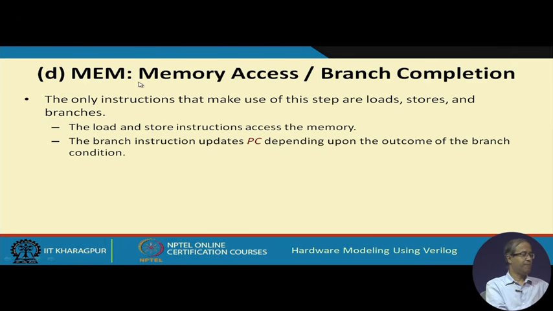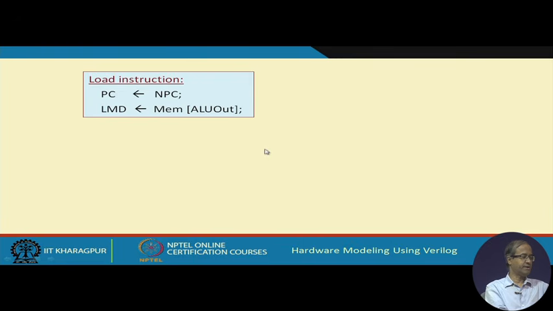Now come to the MEM stage. Here we do memory access or branch completion. So, only load, store and branches use this stage, other instructions do not do anything in MEM. Let us see what is being done. For the load instruction, you simply do this, because in a load instruction the PC will be the NPC. So, just the NPC you load into PC and you do a memory read, because in the previous stage the address of the operand is already stored in ALU out.